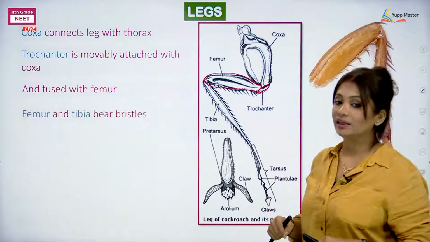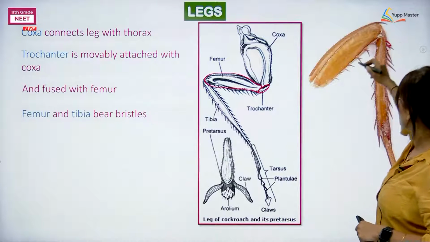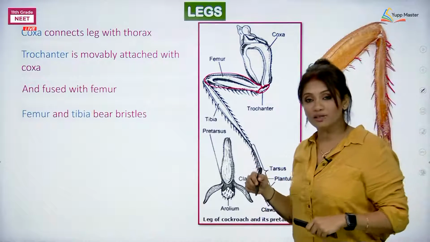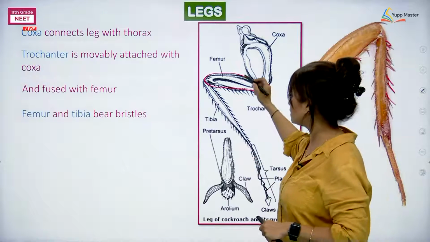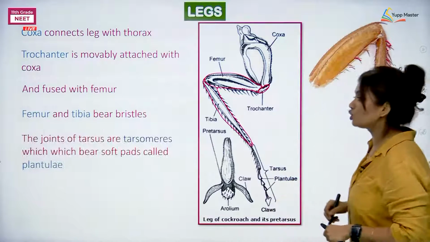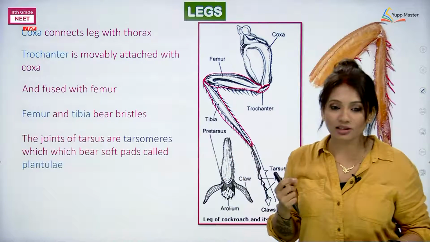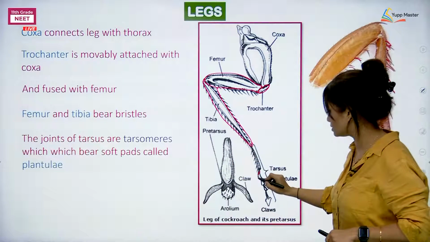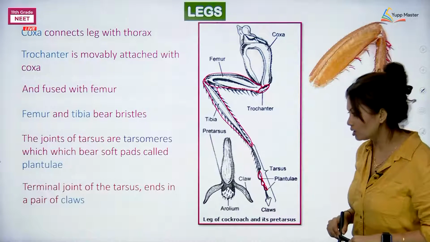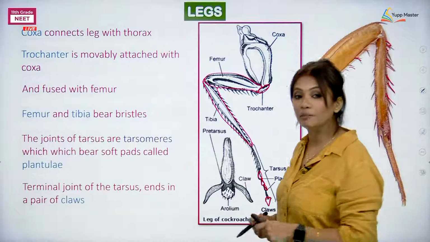Next we see that the femur and the tibia are the parts bearing most of the bristles. All these bristles that you're seeing, we call sensory bristles. They are majorly present at the level of the femur and the tibia. Next, the joints of the tarsus are the tarsomeres, and they bear the soft pads called plantulae. Can you see these over here? These are the plantulae. And the terminal part ends in claws, which are given right over here.